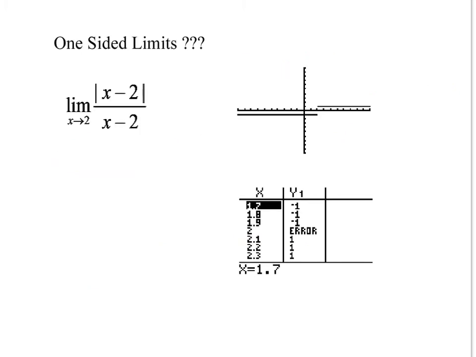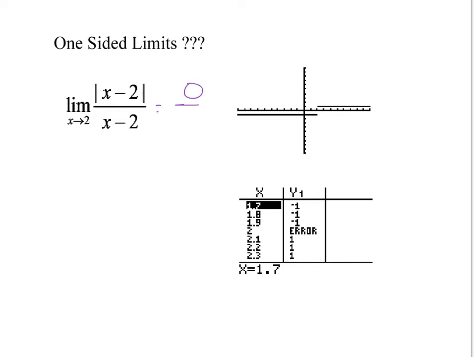Okay, let's look at this guy right here. We're going to talk about some one-sided limits. If I try to direct substitute, as x approaches 2 of the absolute value of x minus 2 over x minus 2, if I plug in x equals 2, I'm going to get the absolute value of 2 minus 2, which is 0.